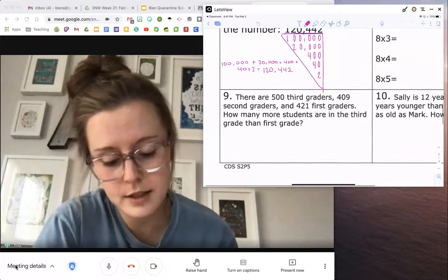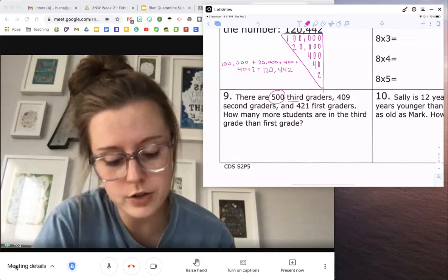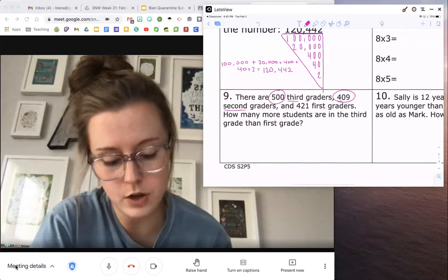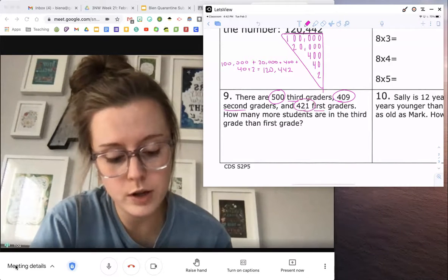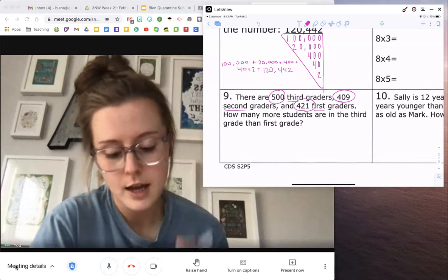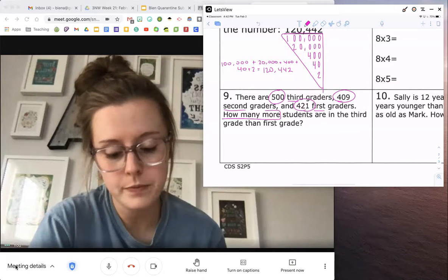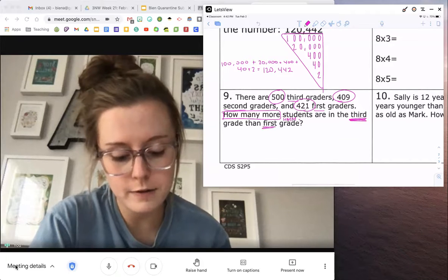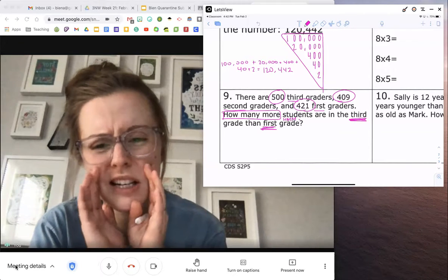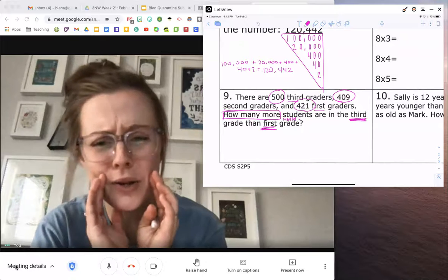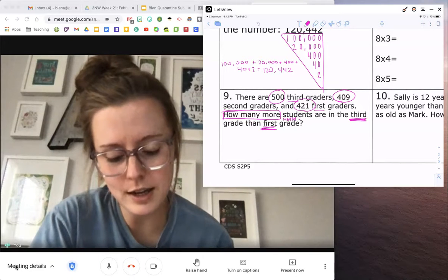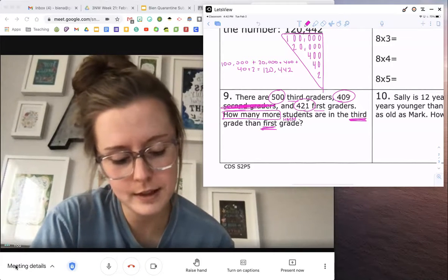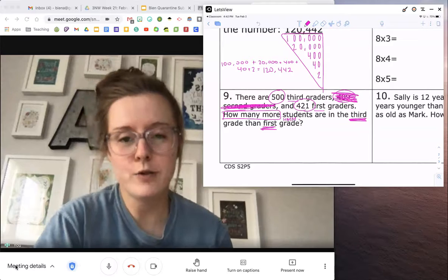Number 9 says there are 500 third graders, 409 second graders, and 421 first graders. How many more, hmm, minus, students are in the third grade than the first grade? Sorry, second grade. We don't care about you. So take out the second graders and go from there.